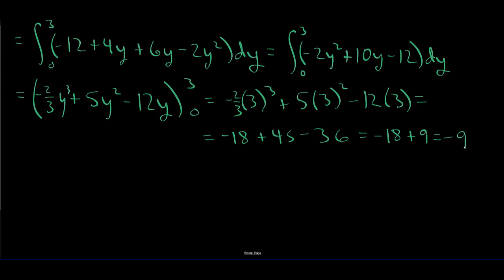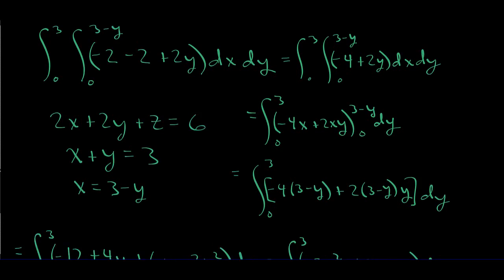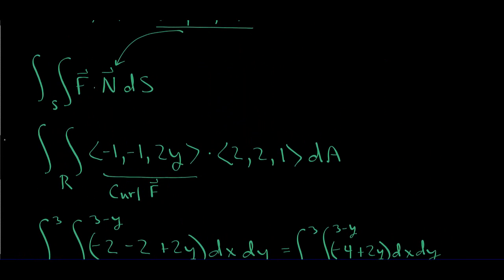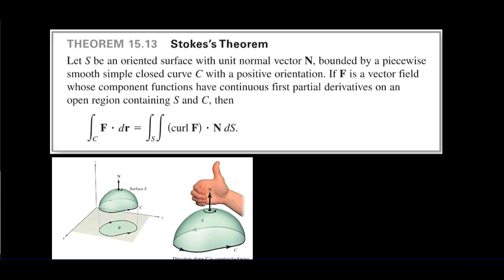Now what you'll notice is that when we went through this process, we got the same thing that we got when we evaluated the line integral. In other words, we evaluated this surface integral, this one right here, and we got the same thing that we got when we went through the process of evaluating the line integral. Now this brings us to Stokes' theorem. So let's take a look at that. Here's Stokes' theorem.